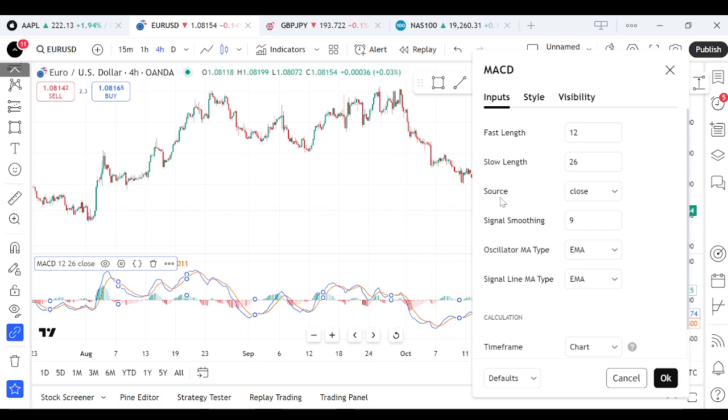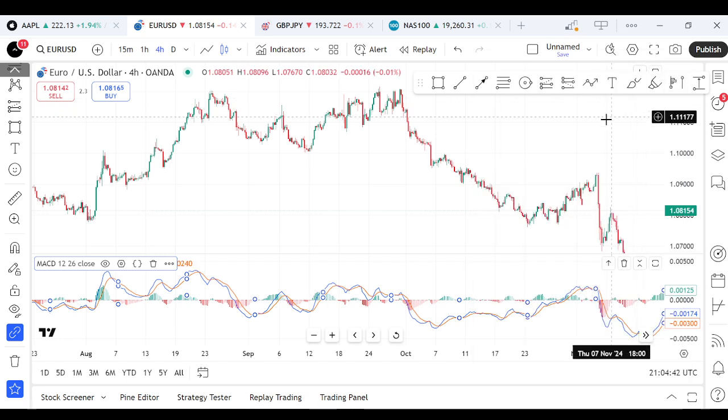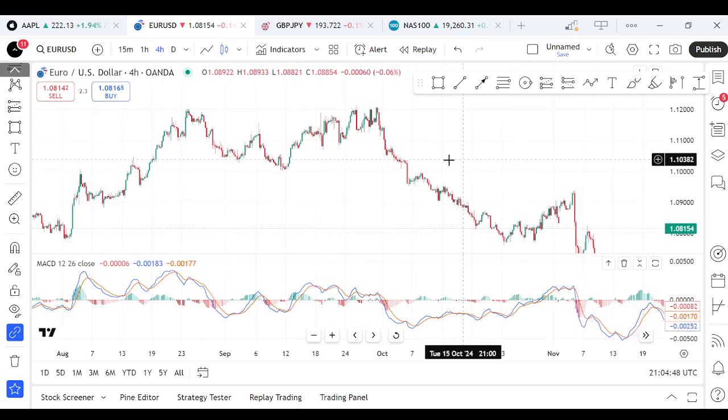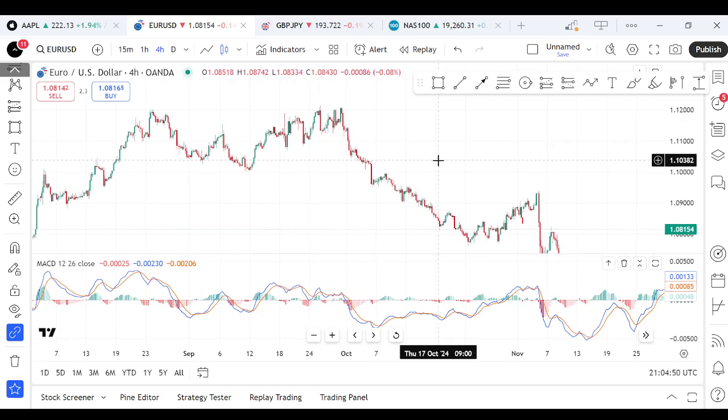When the MACD line crosses above the signal line, it suggests bullish momentum, while a cross below indicates bearish momentum. Additionally, when the MACD moves above or below the zero line, it signals whether a trend is bullish or bearish. Now, you should keep those key criteria in mind. We're going to be using them in the next section.